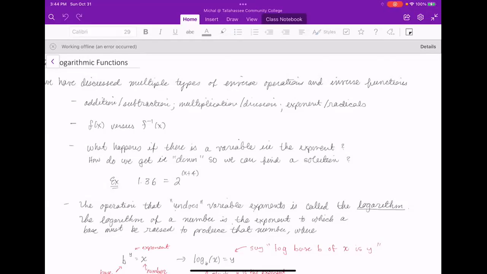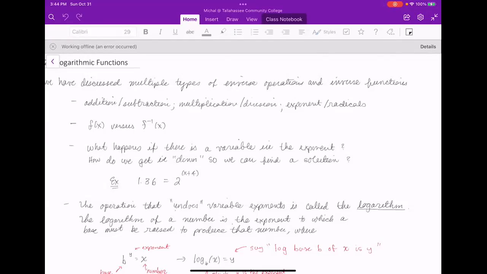f inverse of x. And when we look at both of those on a graph, they would be reflections across the line y equals x of each other. And the way that you find f inverse of x is by swapping inputs and outputs in f of x and solving for your new outputs, right?